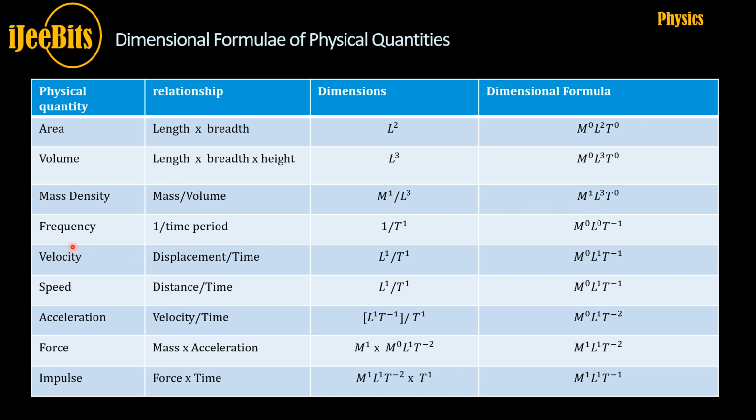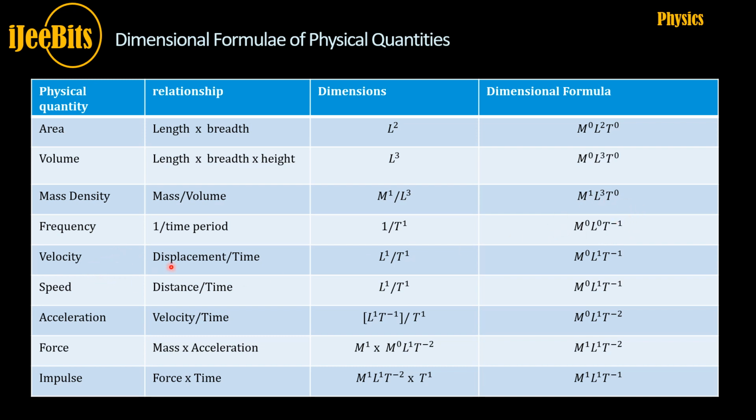Right. Next one, the frequency. Frequency means 1 by time period, so 1 by t power 1, or also t power minus 1. So m and L are independent when you are looking at a frequency. So m power 0, L power 0, t power minus 1. Agree? Okay.